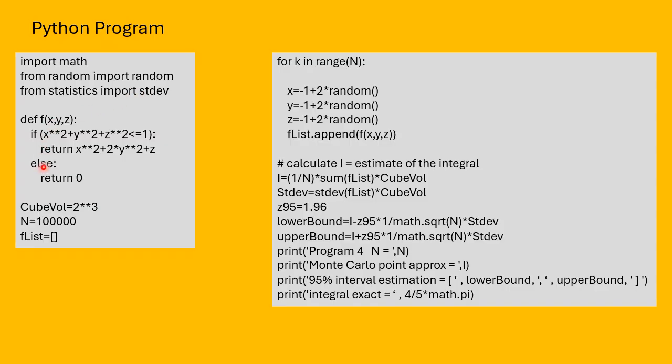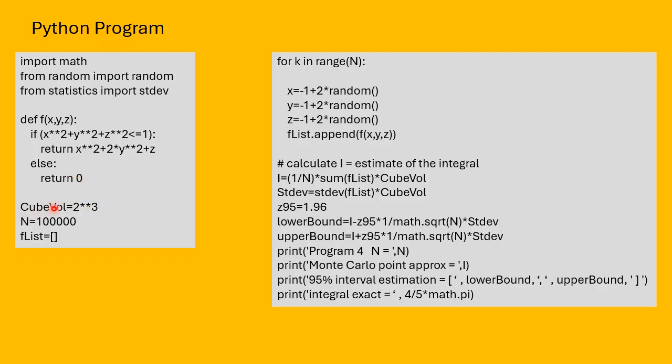Then here we'll define our integrand, which is basically a function times a characteristic function. So f of x, y, z will be defined the following way. If x squared plus y squared plus z squared is less than or equal to 1, in other words, if this point x, y, z is in the unit ball centered at the origin, then the value of the function will be x squared plus 2y squared plus z. Otherwise, the value of this function will be 0. Now the main program starts.